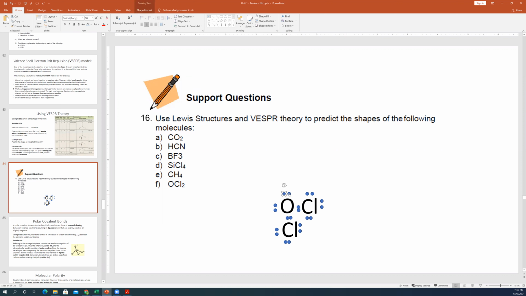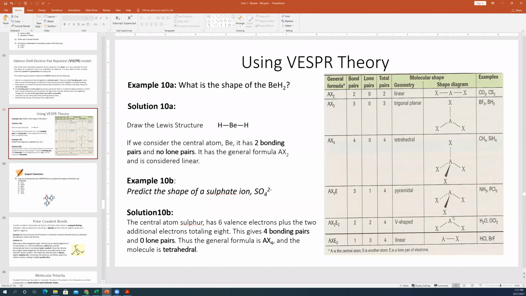So if you can think of these, these are the lone pairs, and they tend to push things farther out and cause this sort of a V-shaped arrangement. So if you can imagine that oxygen is here, the chlorines are here, and then there's a pair of lone electrons here and a pair of lone electrons here, pushing things out.